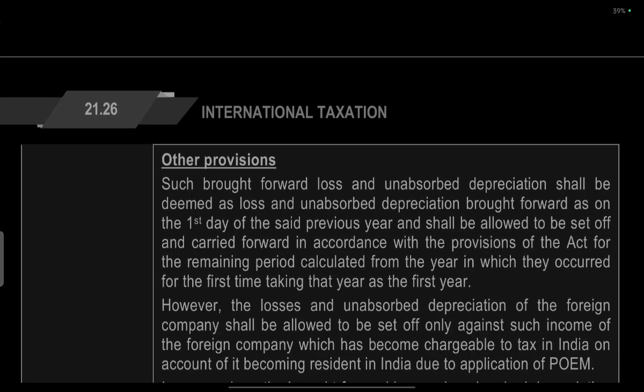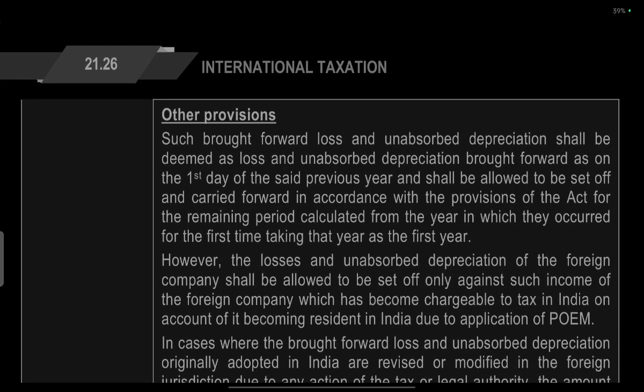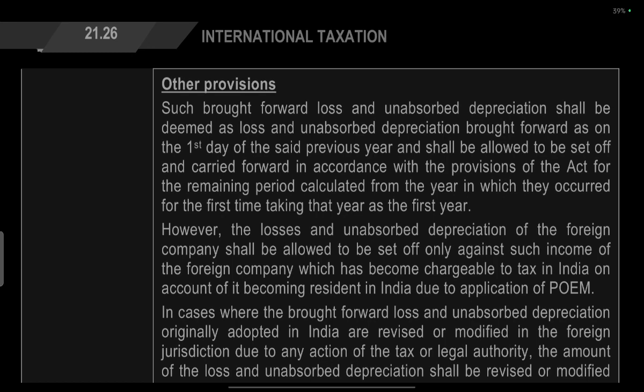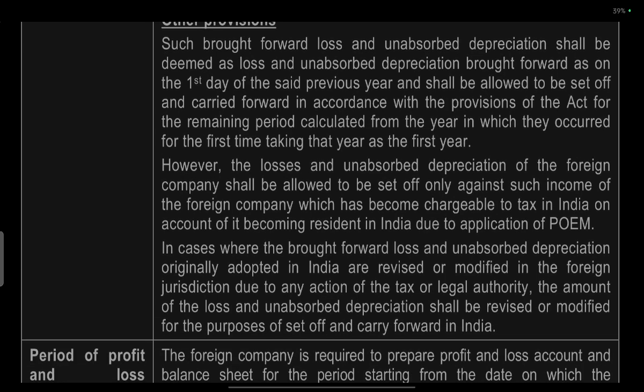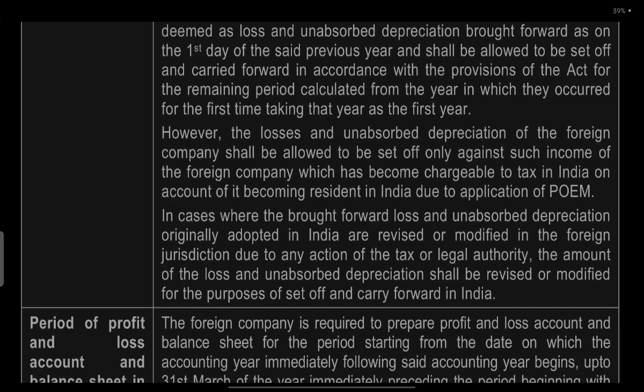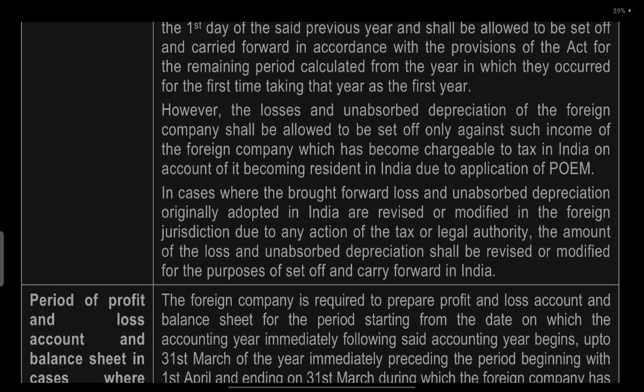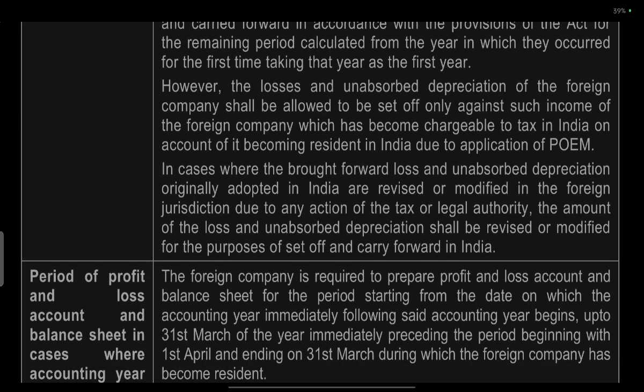Other provisions. Such brought forward loss and unabsorbed depreciation shall be deemed to be the loss and unabsorbed depreciation brought forward as on the first day of the said previous year, and shall be allowed to be set off and carried forward in accordance with the provisions of the Act. The remaining period shall be calculated from the year in which it was first computed. However, the loss and unabsorbed depreciation of the foreign company shall be allowed to be set off only against the income of the foreign company which becomes chargeable to tax in India on account of its becoming resident in India due to the application of POEM.